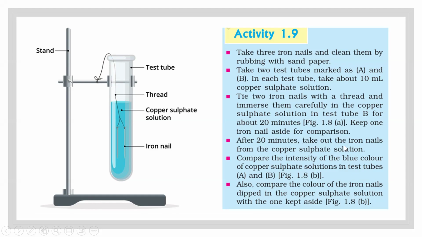After 20 minutes, take out the iron nails from the copper sulfate solution and compare the intensity of blue color of the copper sulfate solution in both the test tubes. After 20 minutes, we will take the iron nails out of the test tube and we will compare both the test tubes A and B. We are going to see how the intensity of blue color is between both the test tubes.